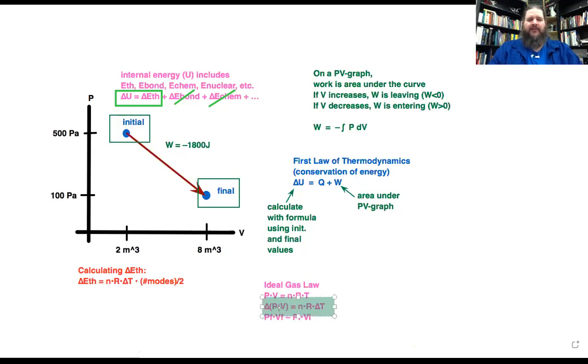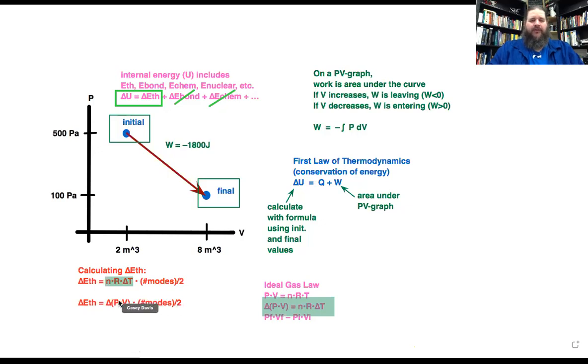This is valid as long as you're talking about a gas, and that's exactly what we have here. This N times R times delta T can just be completely replaced with delta P times V. And then we still have number of modes over 2. And this is a great formula for thermal energy.